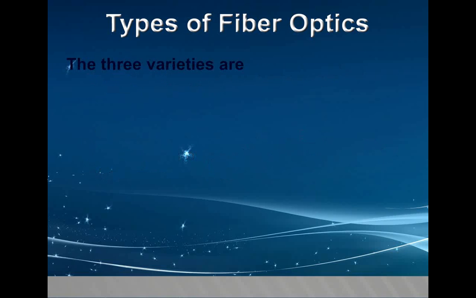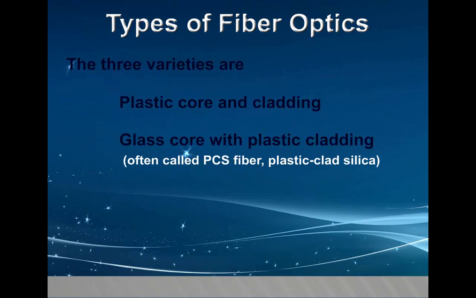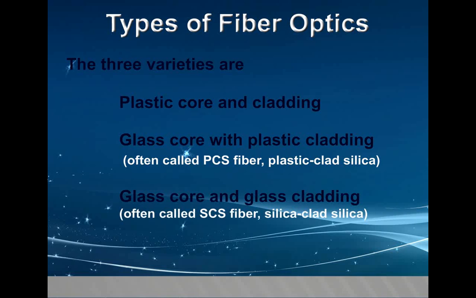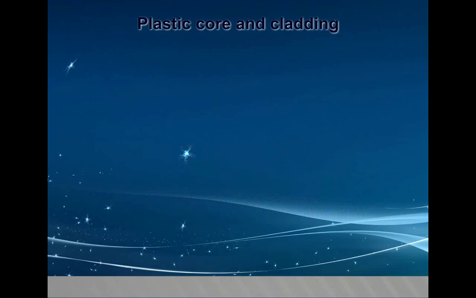The 3 varieties are: plastic core and cladding; glass core with plastic cladding, often called PCS fiber, plastic clad silica; and glass core and glass cladding, often called SCS fiber, silica clad silica.